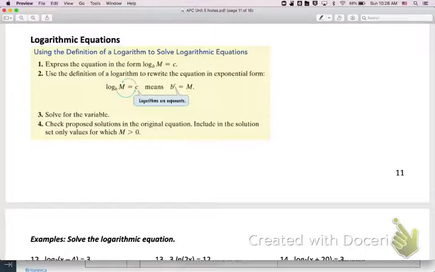Once you have that by itself, you're going to switch it to its exponential form, and then you are able to solve. Now, remember that we have talked about the domain of log functions. Log functions only work for positive numbers. So you do have to check your solutions for extraneous solutions. If you plug anything in and it gives you either log of 0 or log of a negative, we have to throw that solution out.